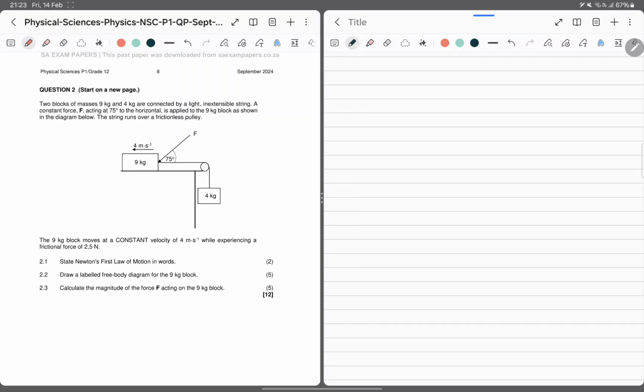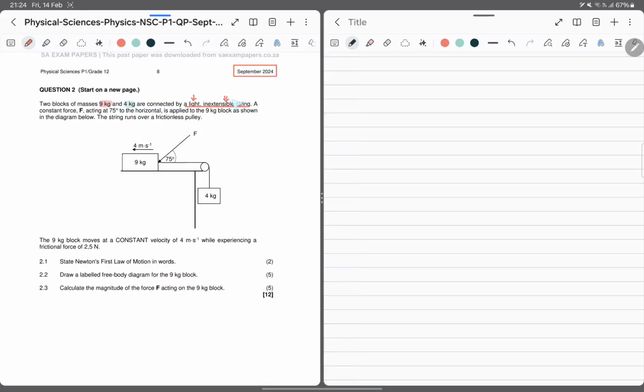Now question 2 reads, it's from one of the prelims of last year, from the Northwest to be specific. Two blocks of masses 9 kg and 4 kg are connected by a light inextensible string. Now we need to understand the significance of this light, such that the weight of the string is not considered a part of the weight in the system, right?